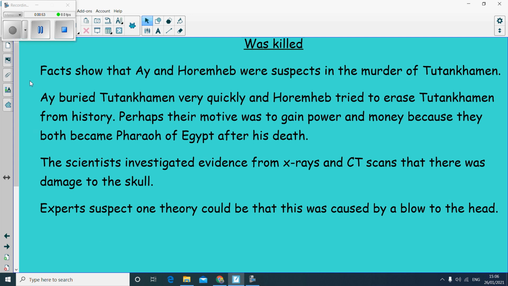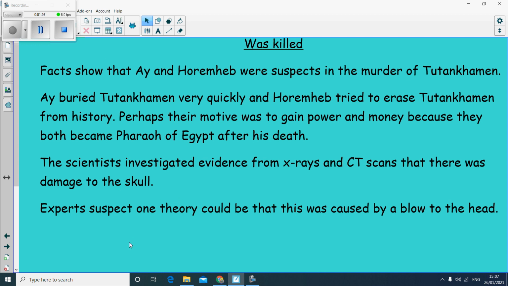So facts show that I and Horemheb were suspects in the murder of Tutankhamun. I buried Tutankhamun very quickly and Horemheb tried to erase Tutankhamun from history. Perhaps their motive was to gain power and money because they both became Pharaoh of Egypt after his death. The scientists investigated evidence from X-rays and CT scans that there was damage to the skull. So experts suspect one theory could be that this was caused by a blow to the head. So if I was answering the question yes, he was killed, that's what I would write to back up my answer.